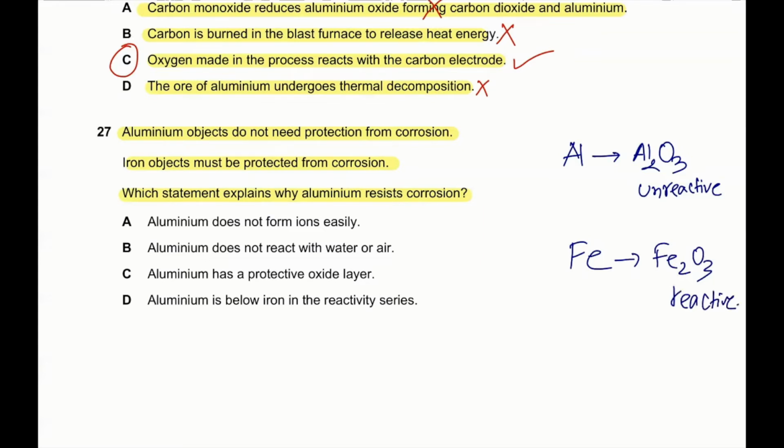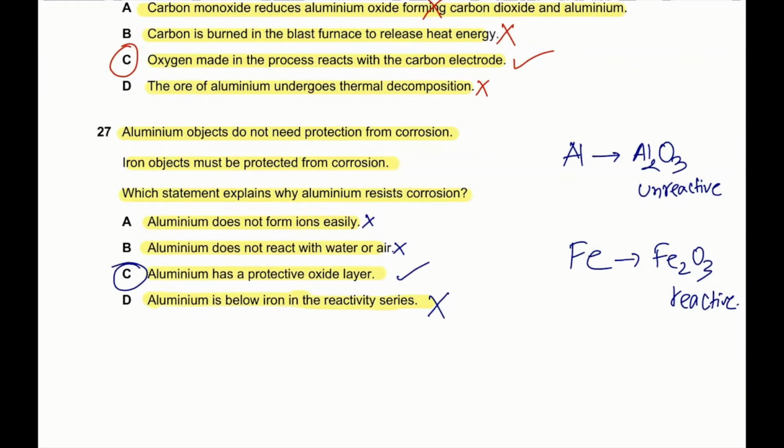So let's see. Aluminium does not form ions easily. No, that is not correct. Aluminium does not react with water or air. Aluminium does react with water and does react with air. Aluminium has a protective oxide layer. Guys, this is the correct statement. Aluminium is below iron in the reactivity series. No, guys, I have already shown you aluminium is higher in the reactivity series. Question number 27, C is the correct answer.